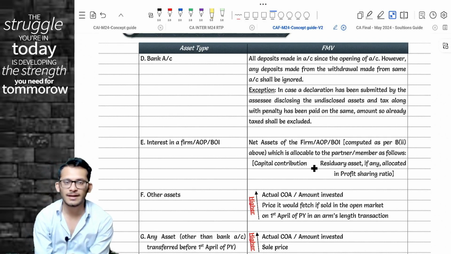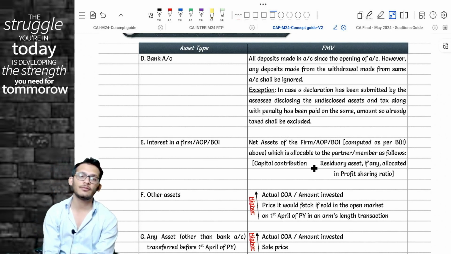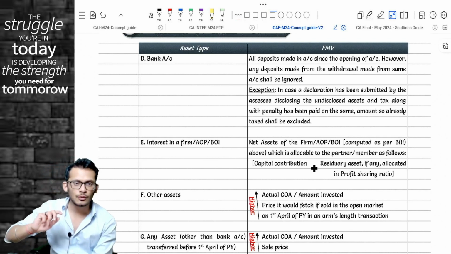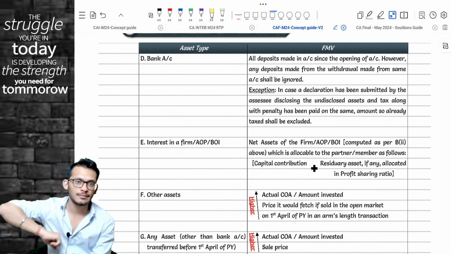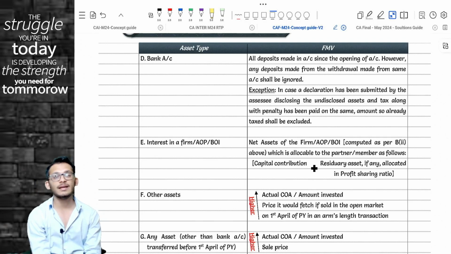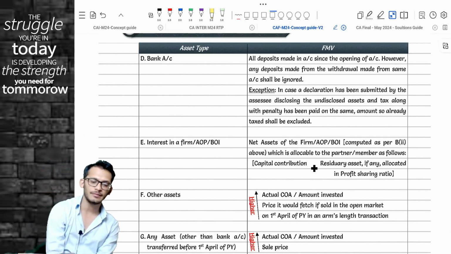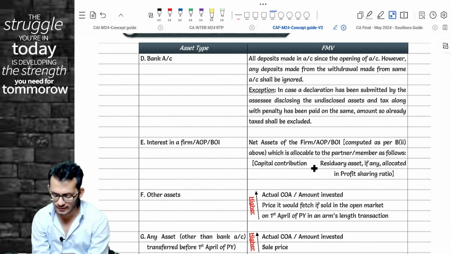No. In the exam, if you get a question where they say, Rahul, there are 500 deposits made. Out of that 500 deposits, 200 were withdrawn, and that same 200 amount has been deposited again, you will say that in that case, those deposits will not be taxable. The balance 300 alone will be taxable. Clear?